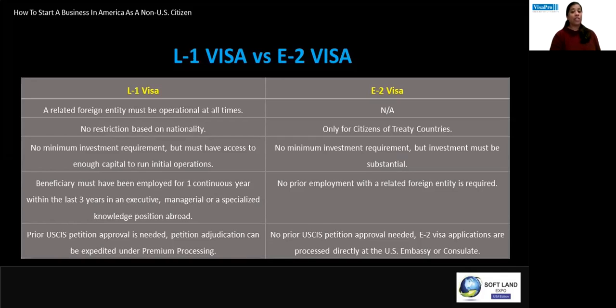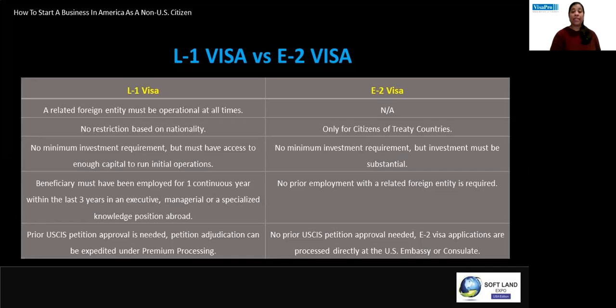On the other hand, the E2 visa can only be used by citizens of countries that maintain a bilateral investment treaty with the U.S. There's no such restriction for an L1. For an E2 investor visa, the investment involved must be substantial. The new Office L1 only requires that the company have access to enough capital to run initial operations. To qualify for the L1, the foreign national must have been employed for one continuous year within the last 3 years in an executive, managerial, or specialized knowledge position. There's no such requirement for the E2 visa.